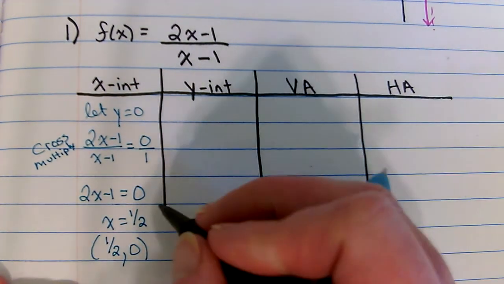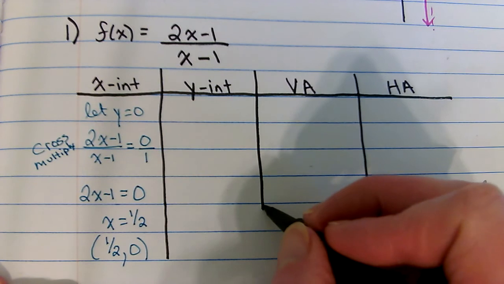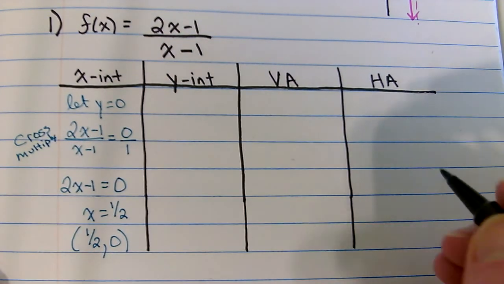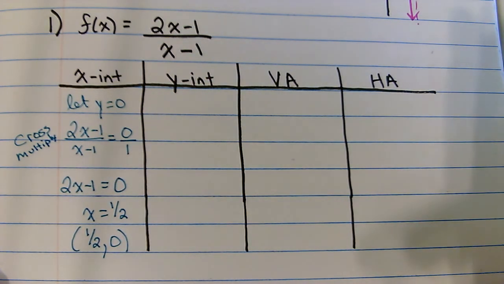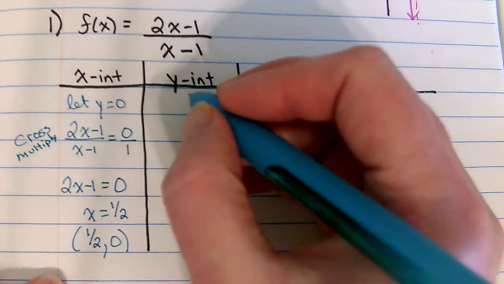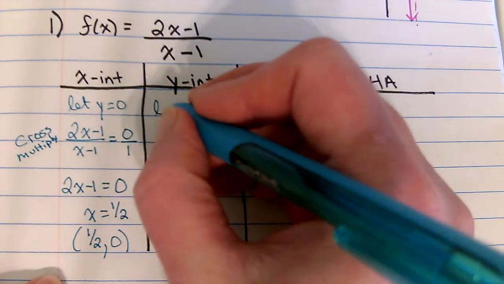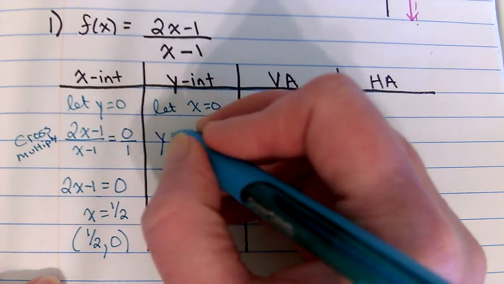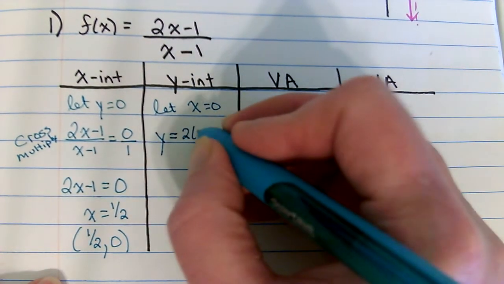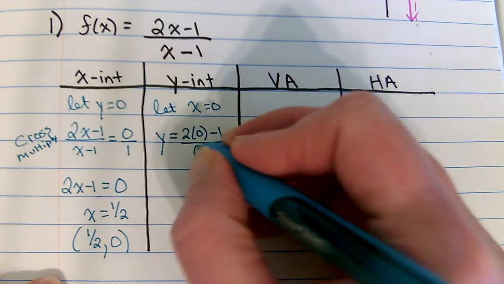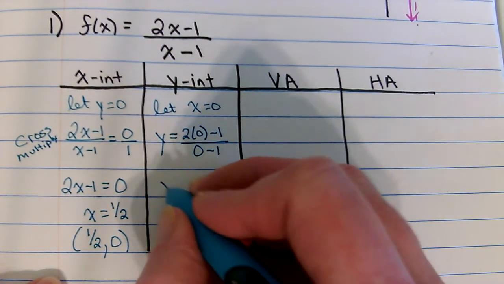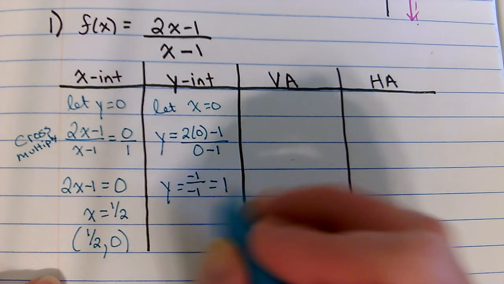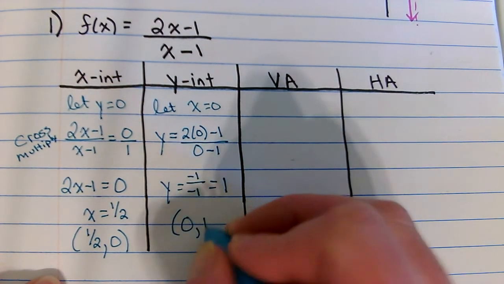By the way, this section is really, really important. We are going to be actually using this section to do the core project for TJC. Okay. Y-intercept. So for the x-intercept, let y be 0. For the y-intercept, let x be 0. So I'm going to call f of x y. 2 times 0 minus 1 over 0 minus 1. That's going to give me negative 1 divided by negative 1, which is just a 1. So my y-intercept is going to be (0, 1).